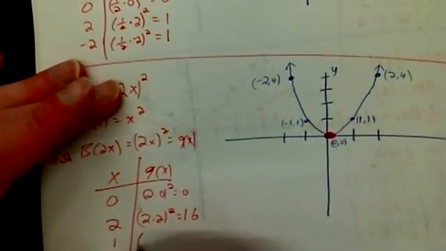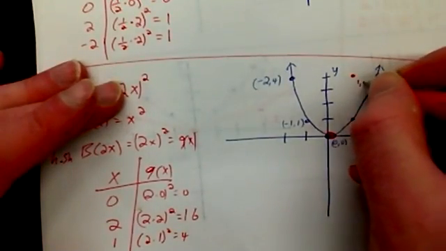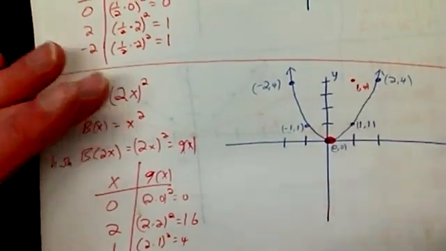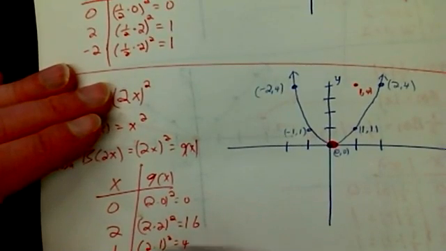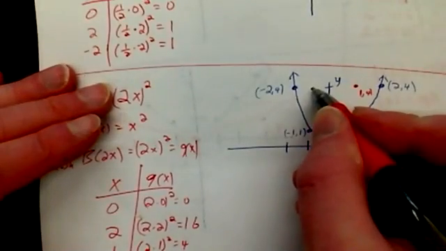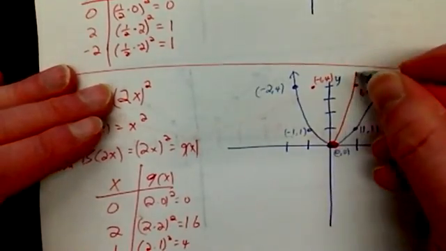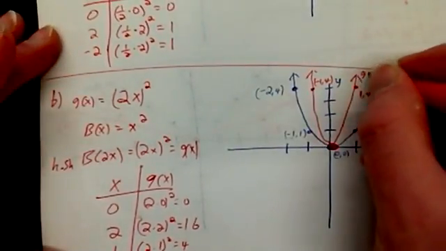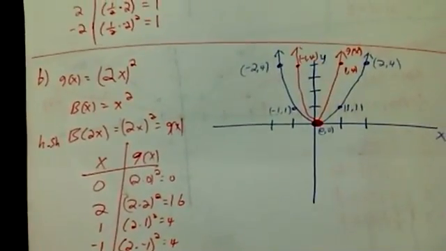Let's try 1. That's 2 times 1 squared is 4. So now I have 1, 4. Notice how this thing is sort of shrinking over, or you can think of it as a vertical stretch. And let's do -1. That's 2 times -1, that's -2 squared. That's also 4. So we're up here. This is -1, 4. So you can see sort of what's going on right here with our g of x. Okay, so there's our stretches and shrinks.